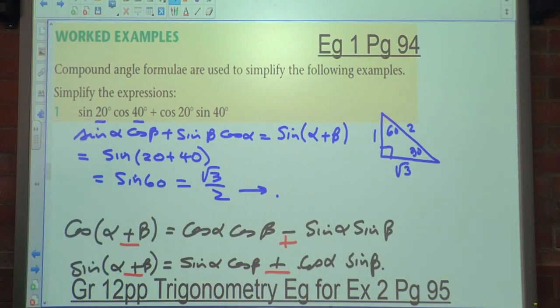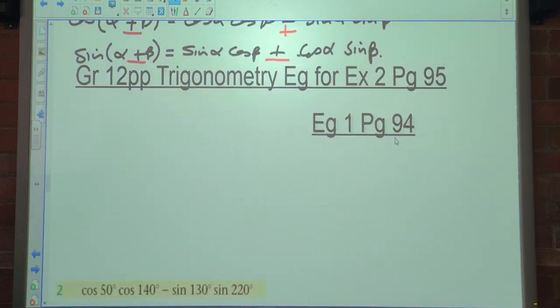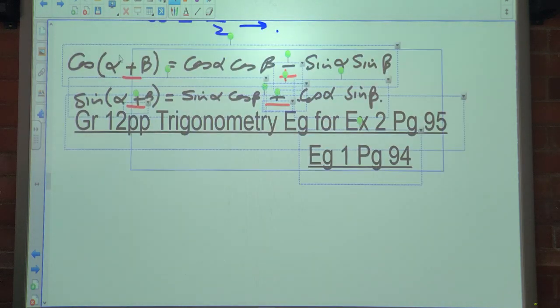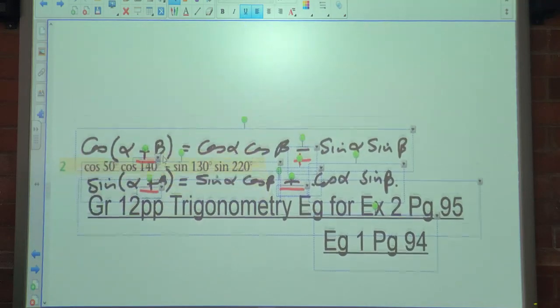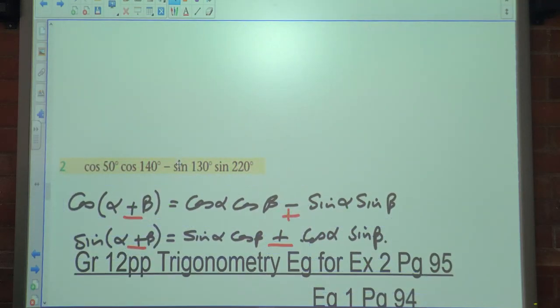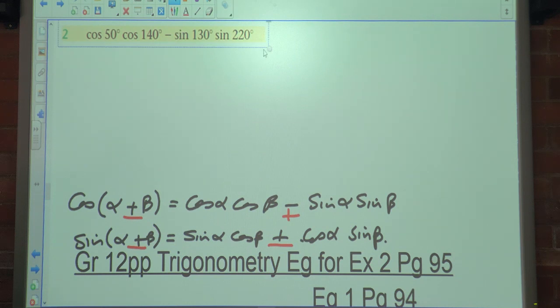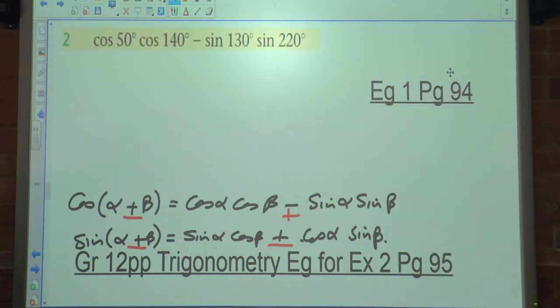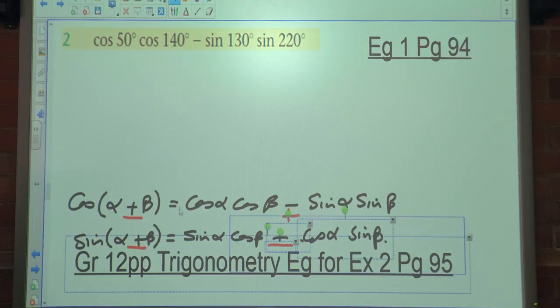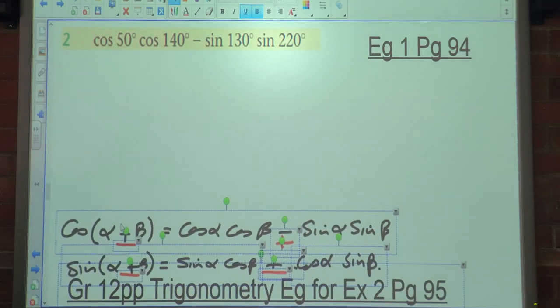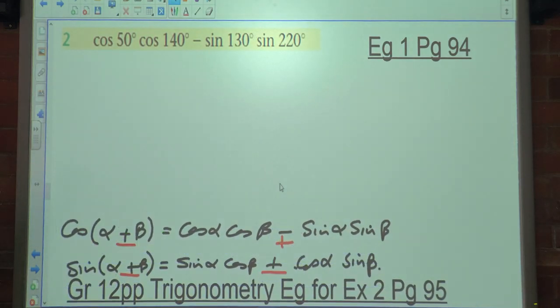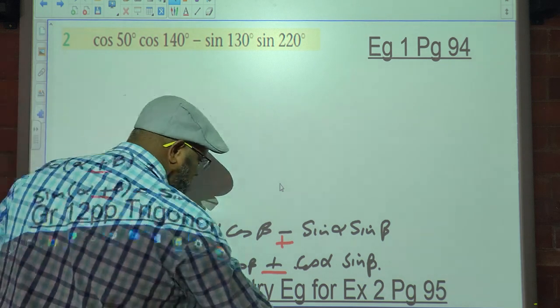Number 2. What do we have here now? We got cos 50, cos 140 minus sine 130 sine. People, cos, sine reminds us of what? Cos. Same sign or opposite sign? Opposite sign. Right. These are the questions you must ask yourselves.